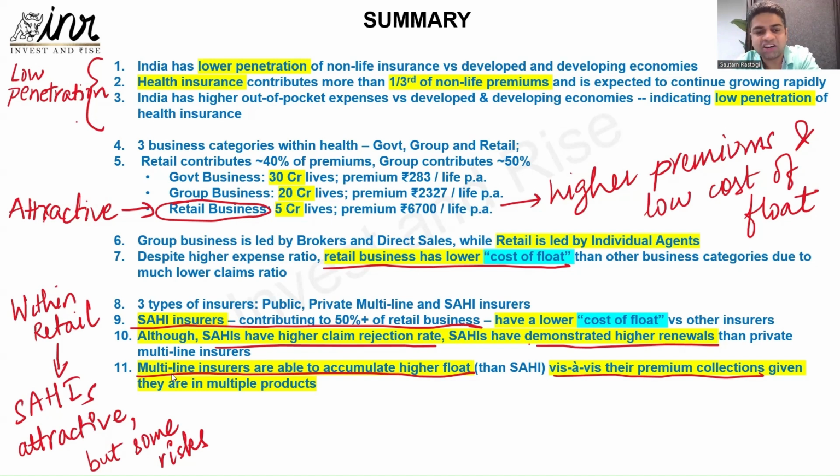But then you cannot obviously write off multi-line insurers, because multi-line insurers like ICICI Lombard have been more judicious in their expansion within retail. And multi-line insurers like ICICI have been able to accumulate a higher float vis-a-vis their premium collection, given that they are present in multiple products as well. So ICICI Lombard and some of the other multi-line insurers are pretty interesting as well. And on both ICICI Lombard and Star Health, I have written a blog last year.